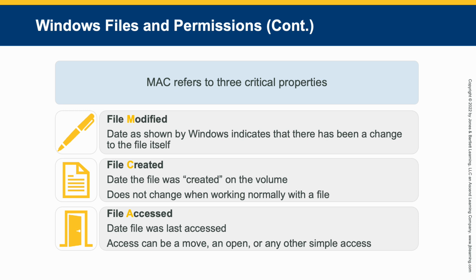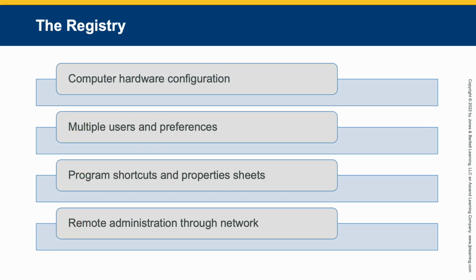Windows files and permissions. MAC refers to three critical properties. File modified date, as shown by Windows, indicates that there has been a change to the file itself. File created date is the date the file was created on the volume; it does not change when working normally with the file. File accessed date is the date the file was last accessed. Access can be a move, an open, or any other simple access. Registry: the computer hardware configuration, multiple users and preferences, program shortcuts and property sheets. Remote administration through the network.